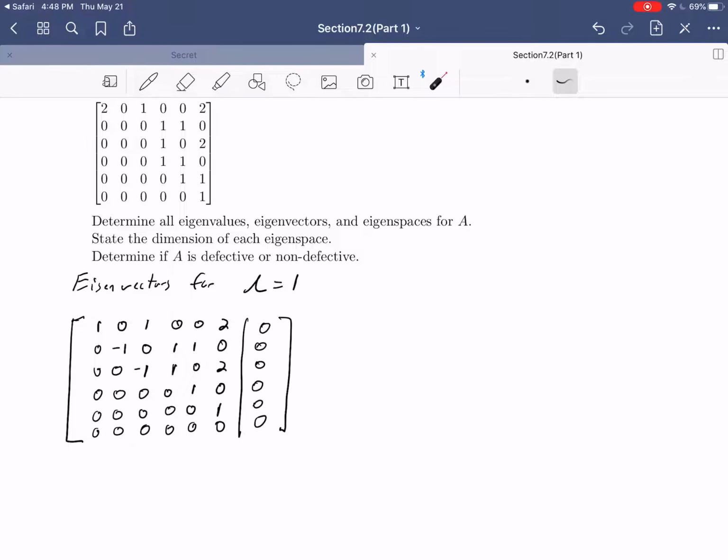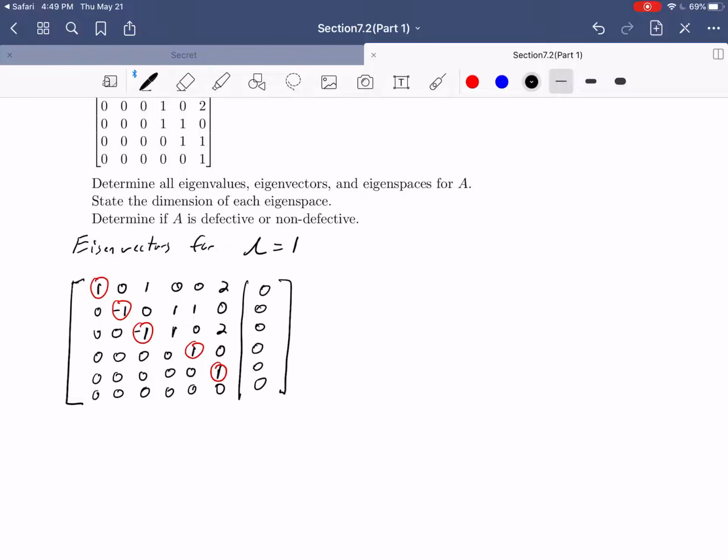All right, we take a quick glance. There's a lead position, there's a lead position, there's a lead position, there's a lead position, and there's a lead position. This is actually already in row echelon form, so we'd want to avoid parameterizing here, here, here, here, and here. Notice that this has rank 5, so we're only going to get one free variable from 6 minus 5. Right there, you should realize that the dimension of this eigenspace is only going to be equal to 1, and we're actually going to have a defective matrix here because this had multiplicity 3, and we're only going to get a one-dimensional eigenspace.